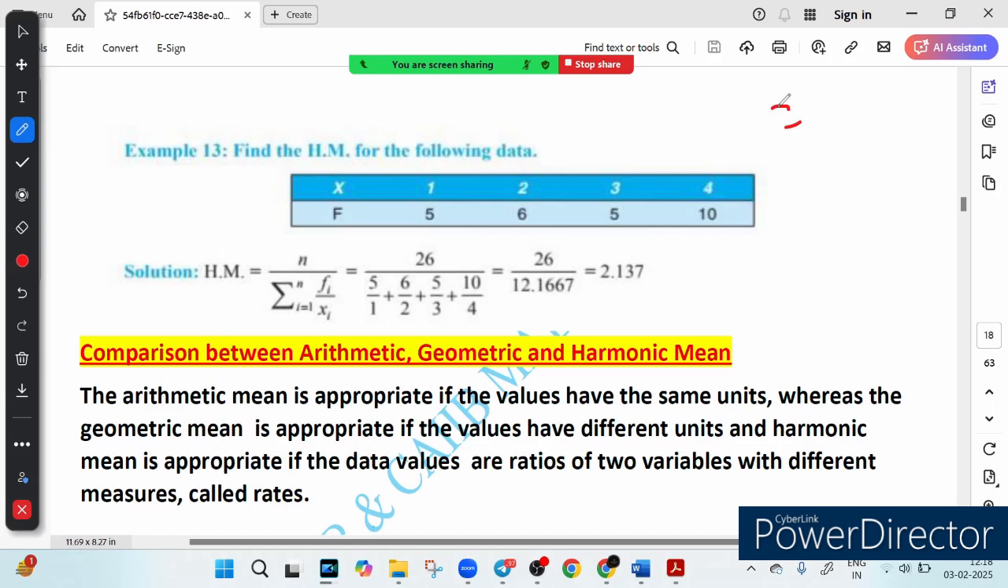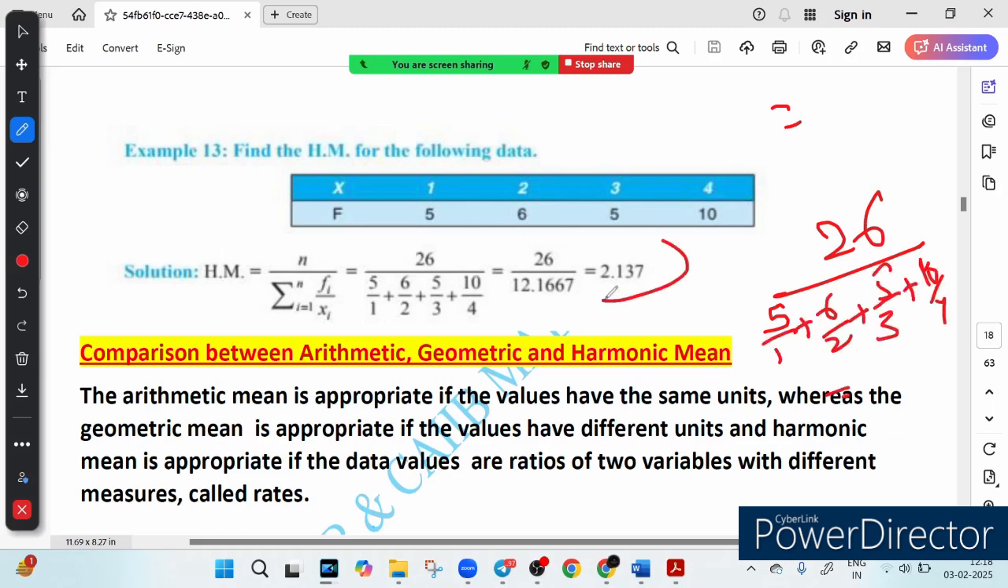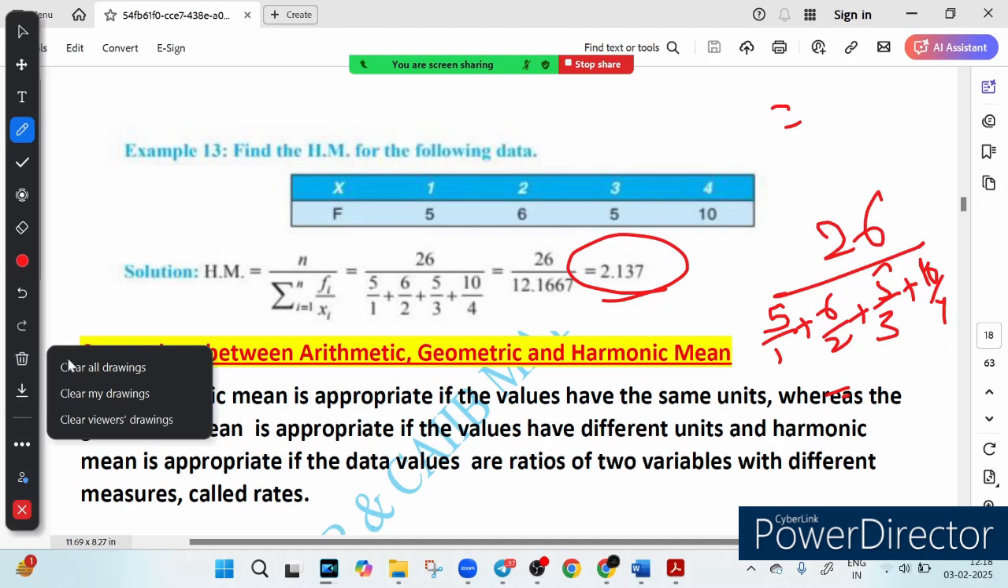So 26 divided by what? Divided by fi upon xi. Fi upon xi is 5 upon 1 plus 6 upon 2 plus 5 upon 3 plus 10 upon 4. So just calculate it, you will get 2.137. So you just understand the meaning of harmonic mean, no need to memorize the formula. That's all. So now we know what is AM, what is GM, what is HM.